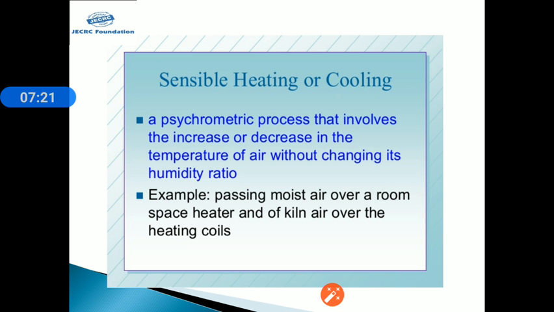Sensible heating or cooling is a psychrometric process that involves an increase or decrease in the temperature of air without changing the humidity ratio. We can say it is a temperature increase or decrease without change in specific humidity. That is called sensible heating or cooling. Examples are passing moist air over a room space heater, or passing air over heating coils.